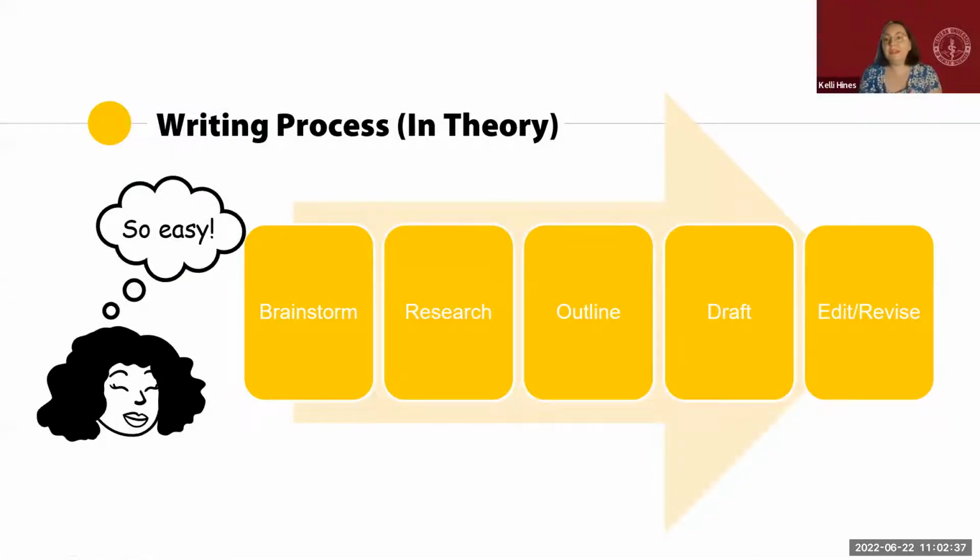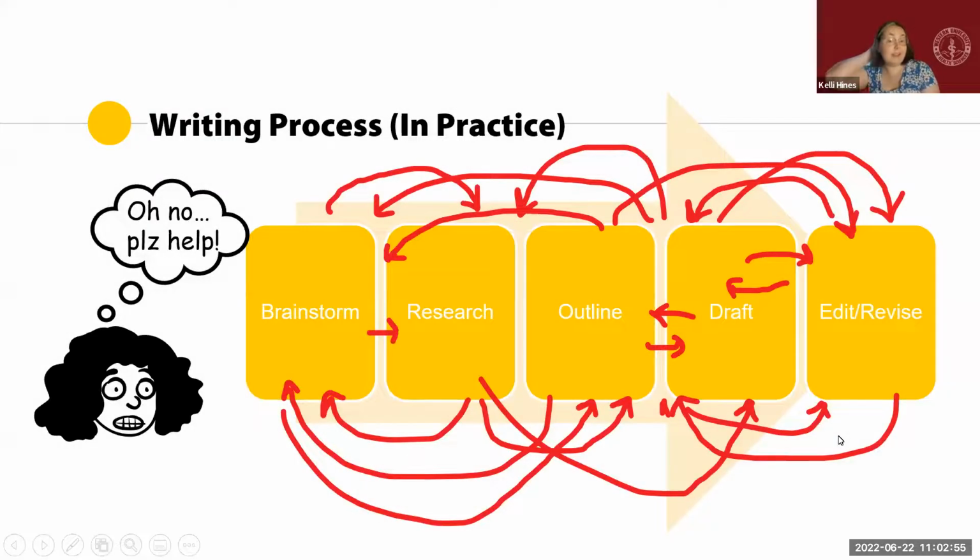So in theory, the writing process is really straightforward and easy. You just brainstorm, you have an idea about what you might want to write about, you do a little bit of research, you maybe outline it, do a draft, then you do some editing and revising, get some feedback and send it out. In practice, it can be a little bit messier than that, and you can move between different parts of the process quite a bit. As you draft, you might find out that you need to do more research, and you find more research, and then you need to brainstorm new ideas.